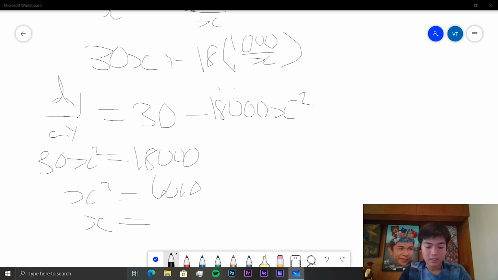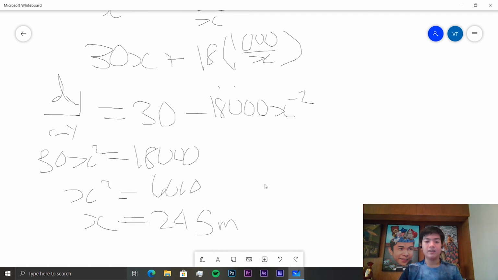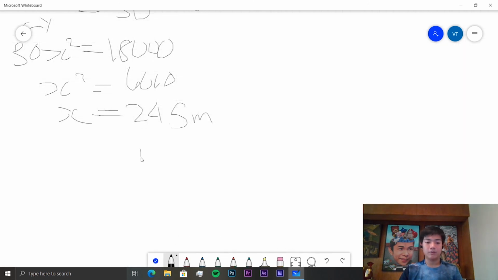square root 6,000. Sorry, I think it's square root 600. Yeah, my bad. So x is equal to 24.5 meters. So the width will be equal to 24.5, and therefore the height should be 1,000 over this. So it should be something like 40.8.